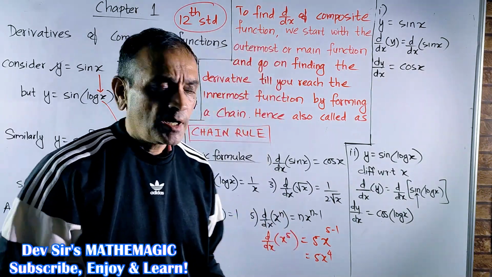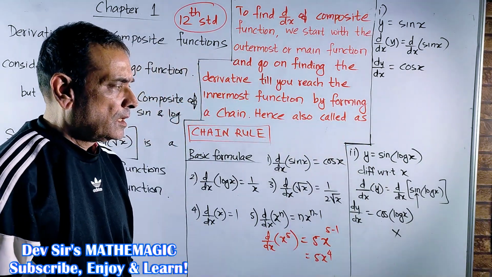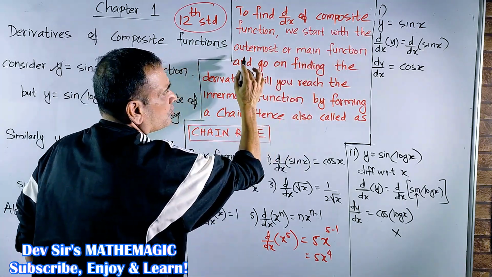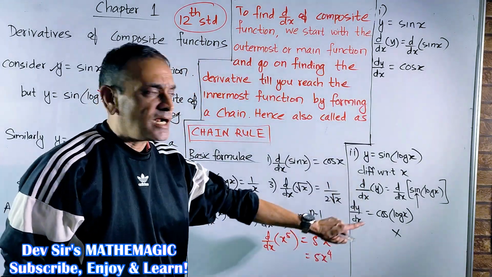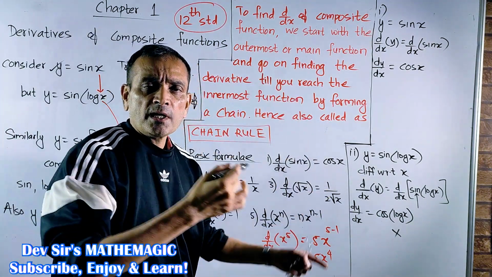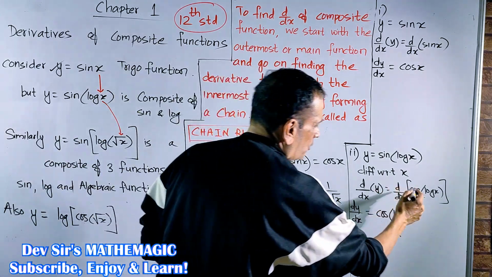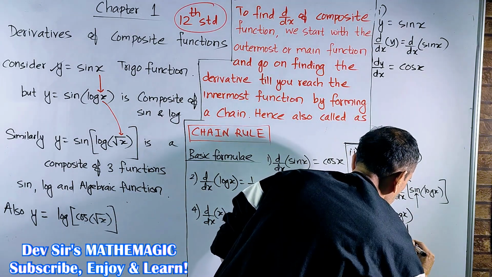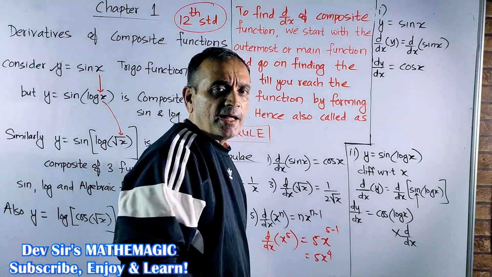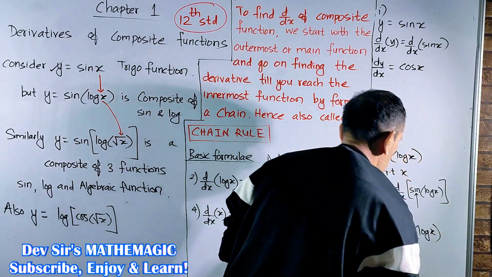अभी चेन कैसे फॉर्म करने हैं? Into. Go to the inner function. We have written down. We start with the outermost or main function. Sine से start किया है. And go on finding the derivative till you reach the innermost function. So sine का derivative हो गया अभी. अंदर का फंक्शन log x है, उसका भी डेरिवेटिव लेना है, d by dx ऑफ log x. क्लियर?